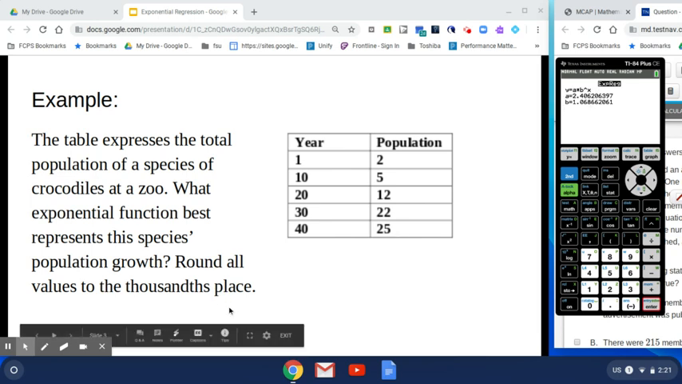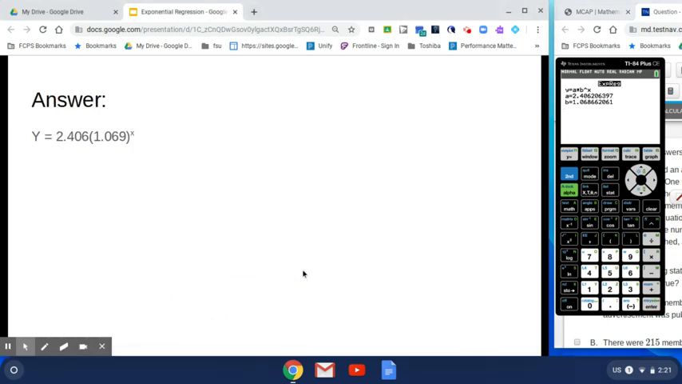All we have to do is plug that into this form, y equals A times B to the X. In the prompt, it did ask us to round to the thousandths place, so we would round to 3 decimal places. So if we plug those values into the formula, we get an answer of y equals 2.406 times 1.069 to the x power.